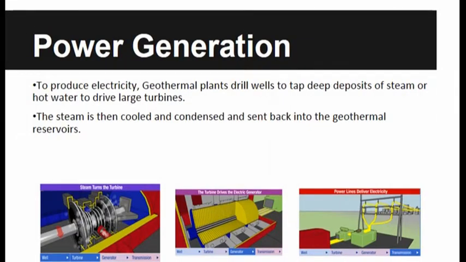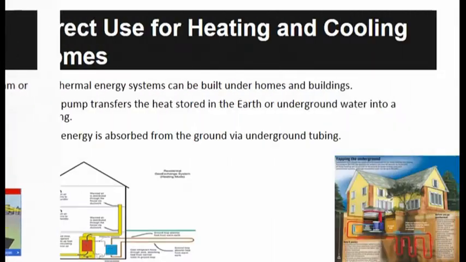As I just mentioned, there are different ways geothermal energy can be used: power generation, direct use, and underground source heating and cooling. In power generation, to produce electricity, geothermal plants can be drilled in order to tap deep deposits of steam or hot water to drive large turbines to power generators that will essentially then produce electricity. Then the steam is cooled and condensed, sent back into the geothermal reservoirs.